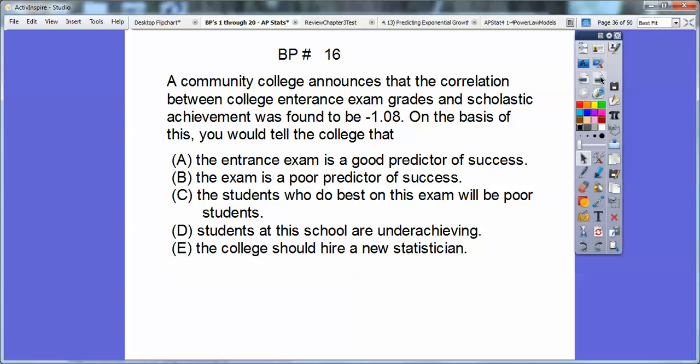All right, a community college announces that the correlation between college entrance exam grades and the scholastic achievement was found to be -1.08. On the basis of this, you would tell the college that... I would tell the college to get a new statistician, because remember the correlation is somewhere between -1 and +1, and that's outside the range, so they made a mistake.